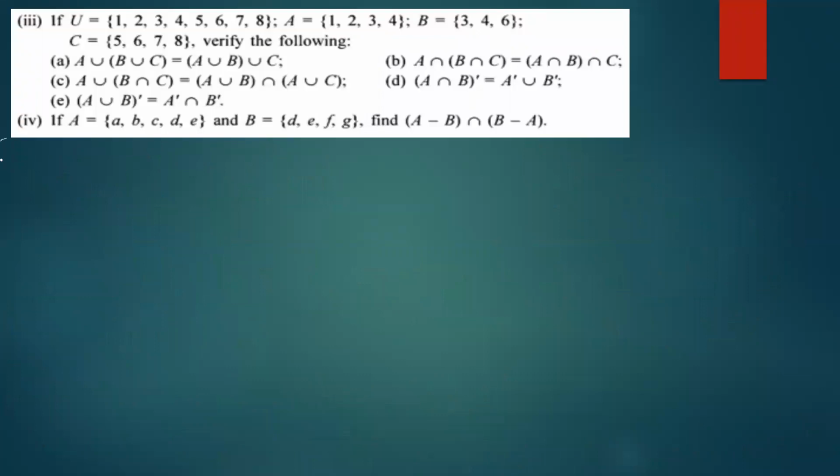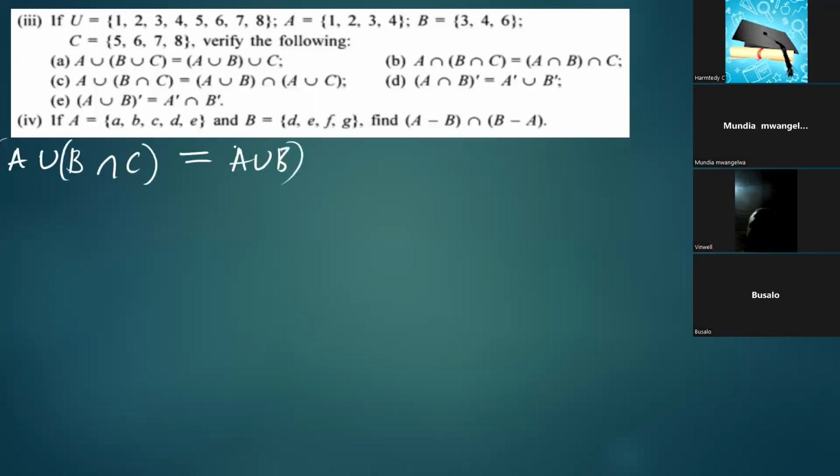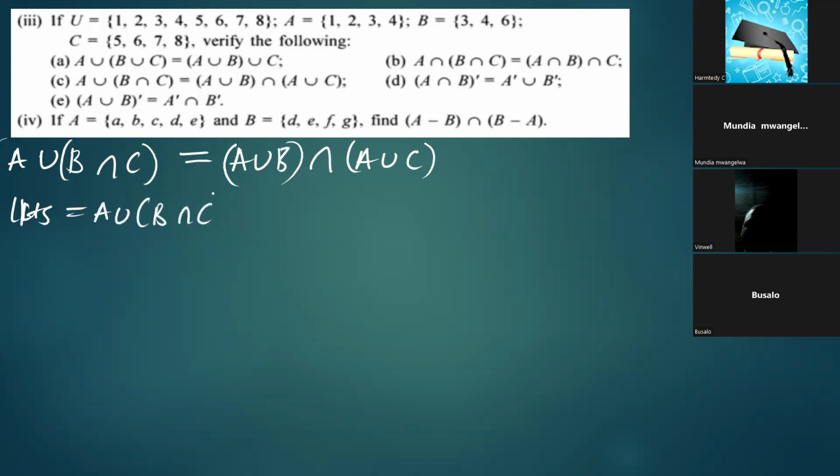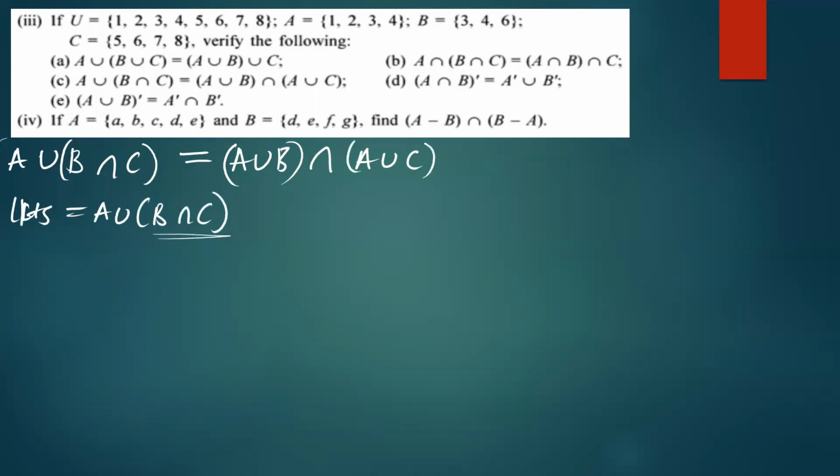Part C says we have A union B, then intersection C. Then we've been told to verify that this is equal to A union B, then intersection A union C. So for the left-hand side, we have A union B, intersection C. We start with what is in the brackets first. So in the brackets, we have B intersection C.